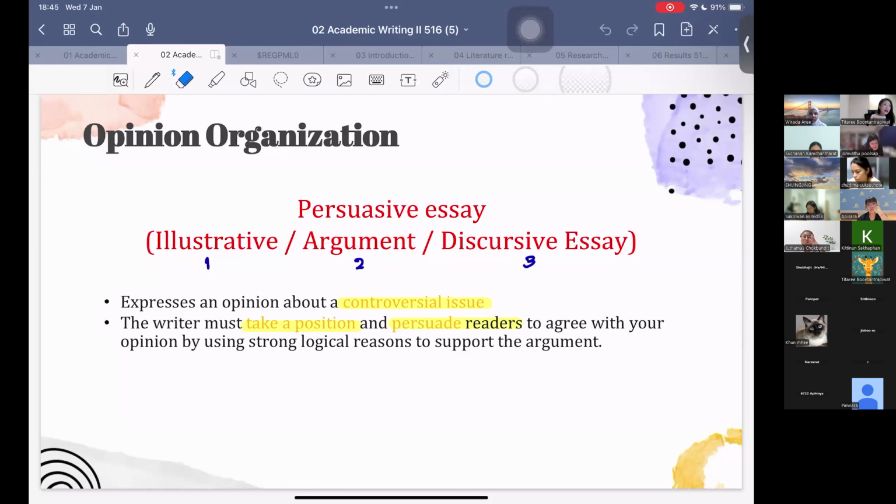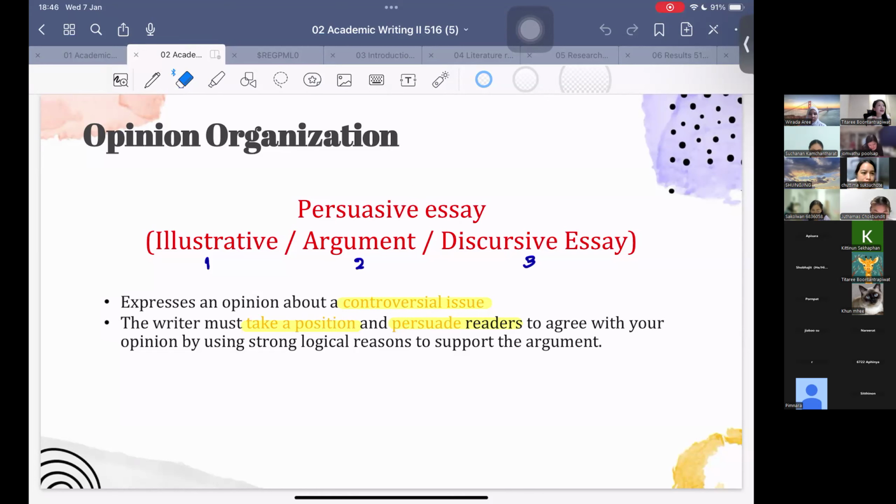And for opinion organization, there are 3 types of essay that you can choose from, though sometimes if you take an English exam, you probably have to follow the questions, so in that sense you probably cannot choose. As you can see from the 2 bullet points here, express an opinion about a controversial issue, and the writer must take a position to persuade the reader.